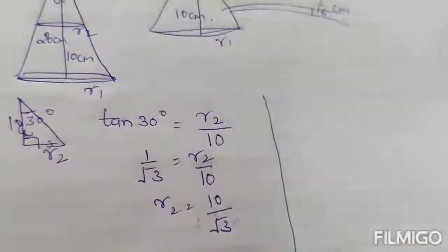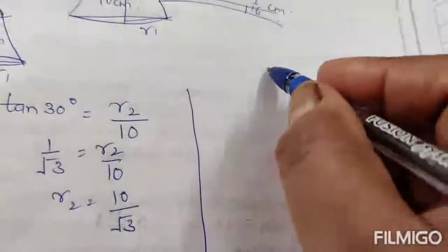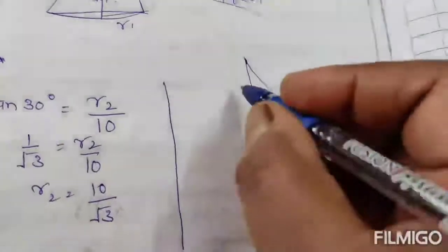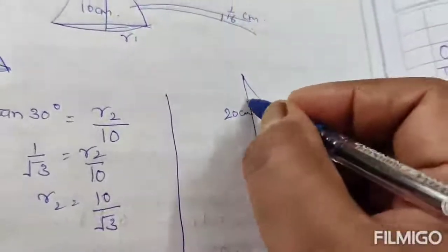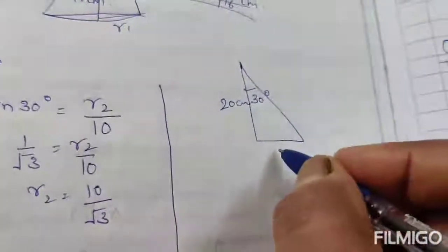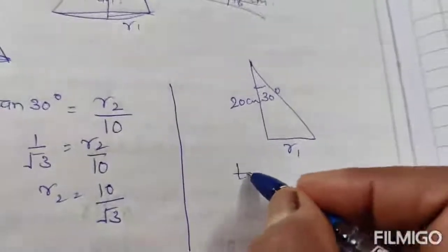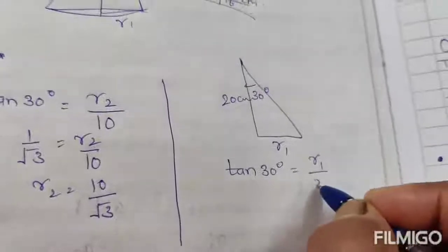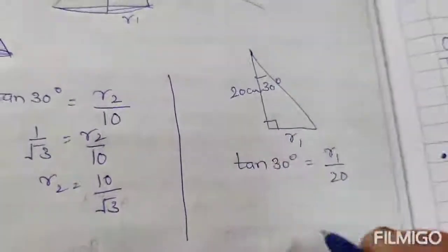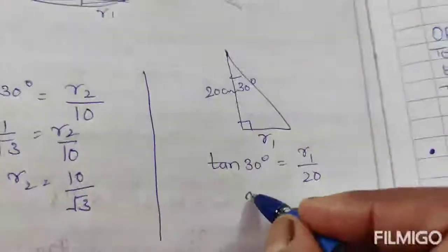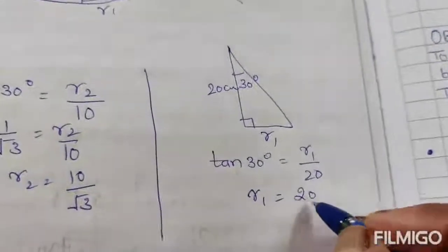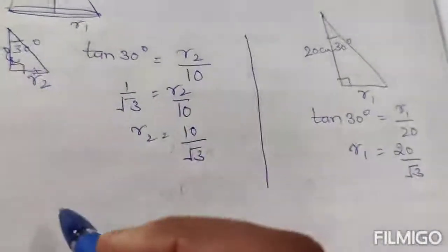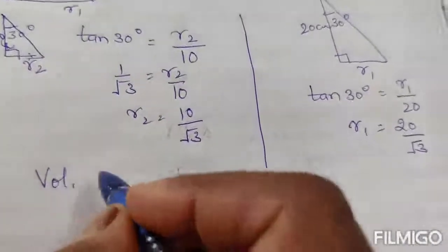And similarly, in the second, the whole cone is 20 centimeter high, and this angle 30 degree and radius is R1. In this figure, tan 30 degree equals R1 upon 20. This is the right angle. R1 equals 20/√3. This is R1 and R2.